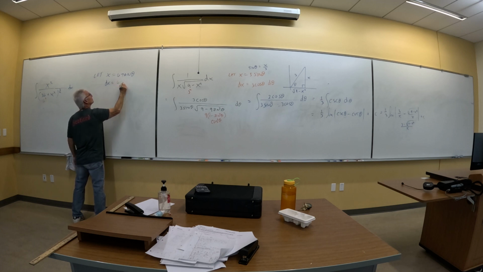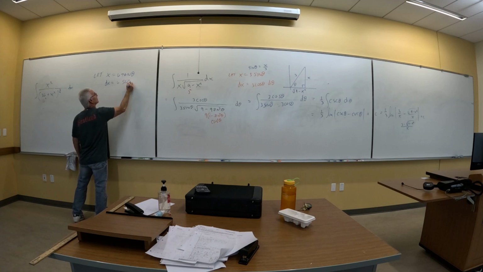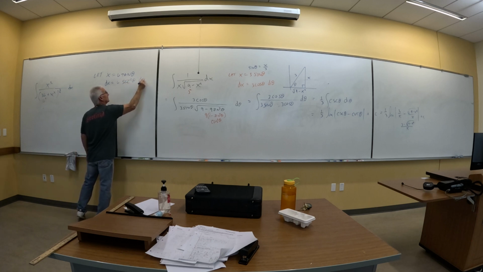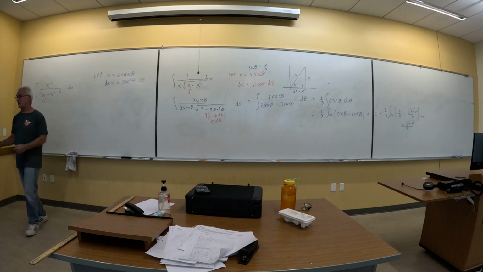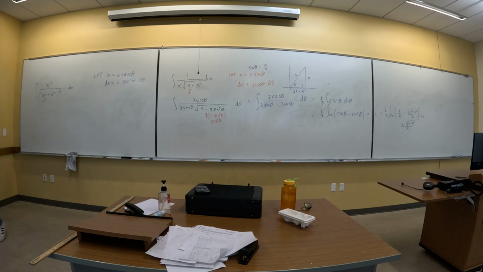6 secant squared theta. We want to get that right. One of the things we actually like about this form of substitution, let x equal another function, is that I don't have to have the chain rule factor. I'm creating it. So there are really no rules in terms of what the form looks like.